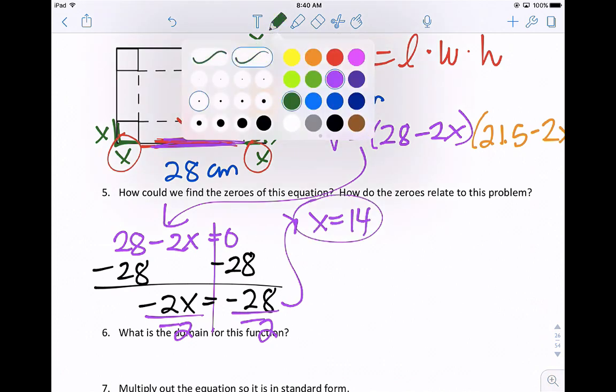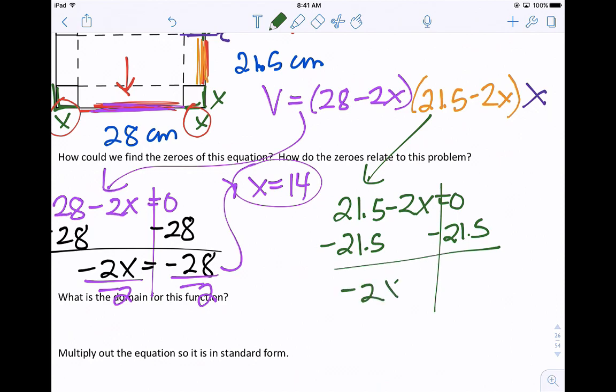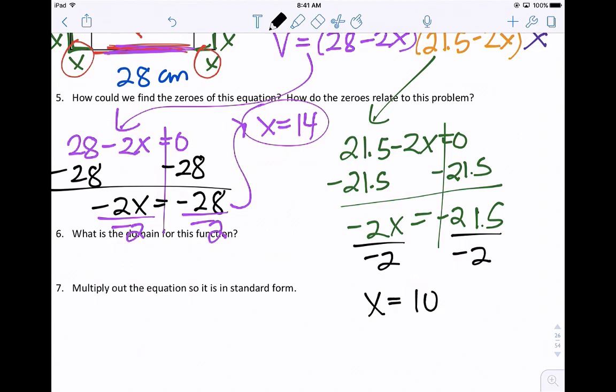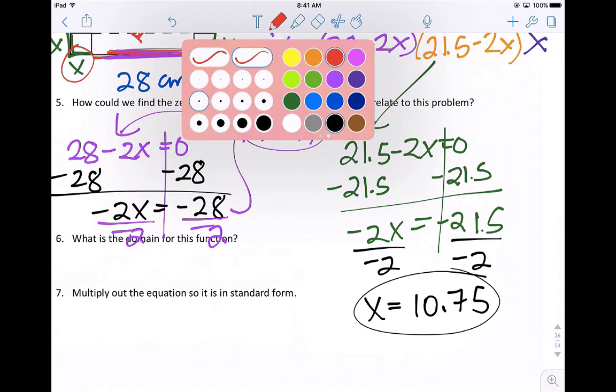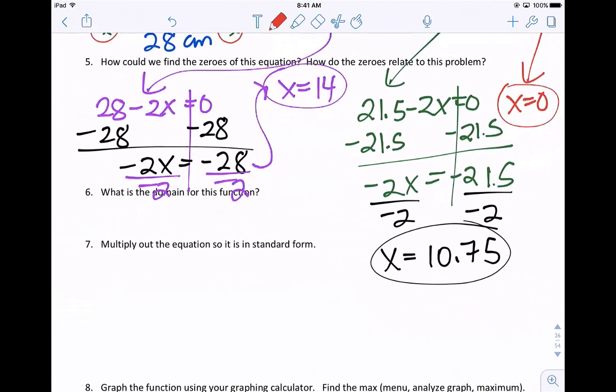Let's do that over here for this problem. We have 21.5 minus 2x. We want to know what makes that equal 0. So we subtract 21.5 from each side and get negative 2x equals negative 21.5. We divide each side by negative 2, so our other zero is 10.75. And then the last one, we have just x. If we plug in x equals 0, that would make the whole thing 0, and that's a zero as well.